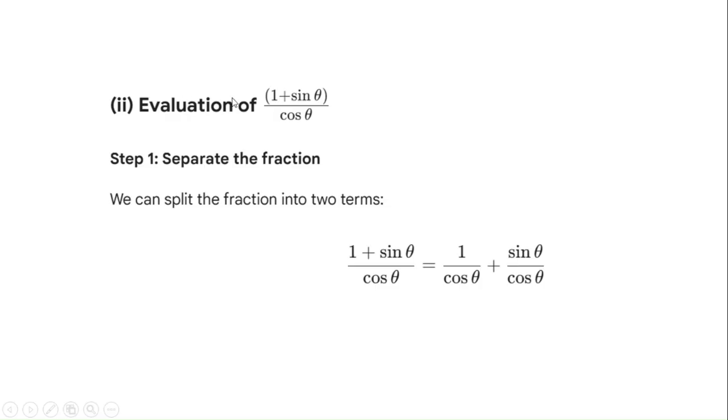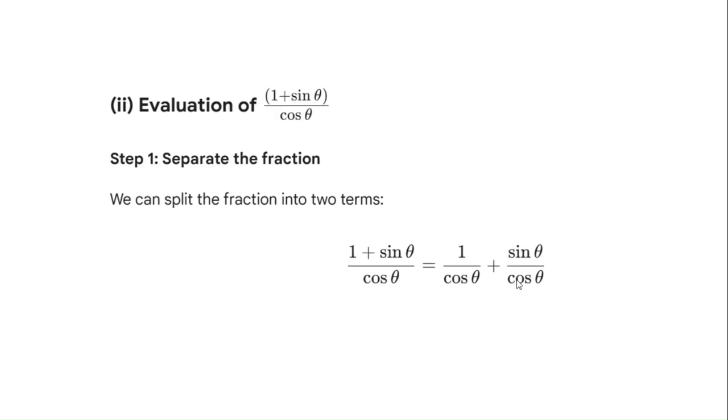So to find this one, we are going to split the fraction into two terms. How can we split it? (1 plus sin theta) by cos theta is equal to 1 by cos theta plus sin theta by cos theta. I have just split it.